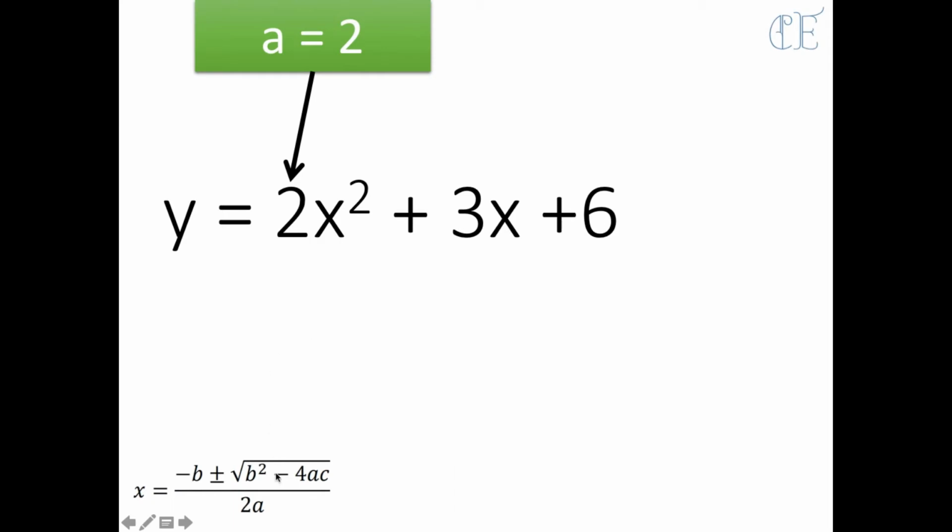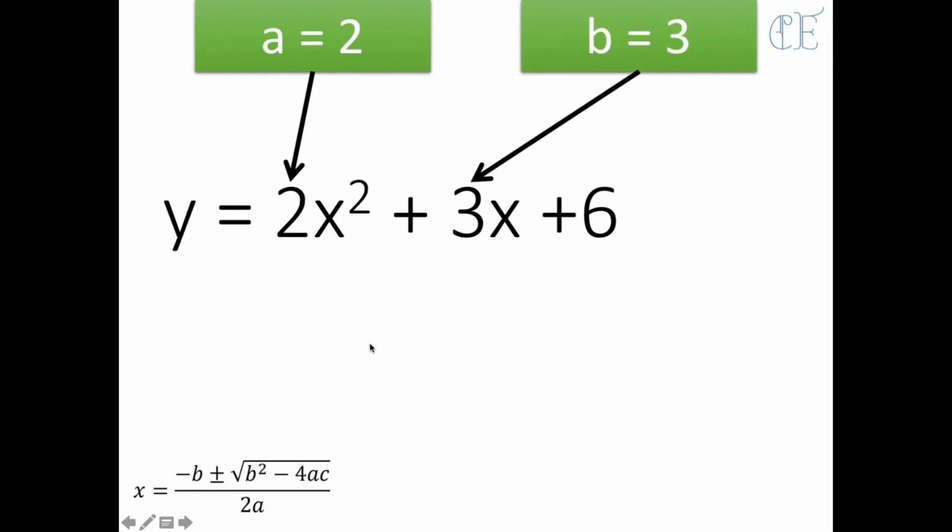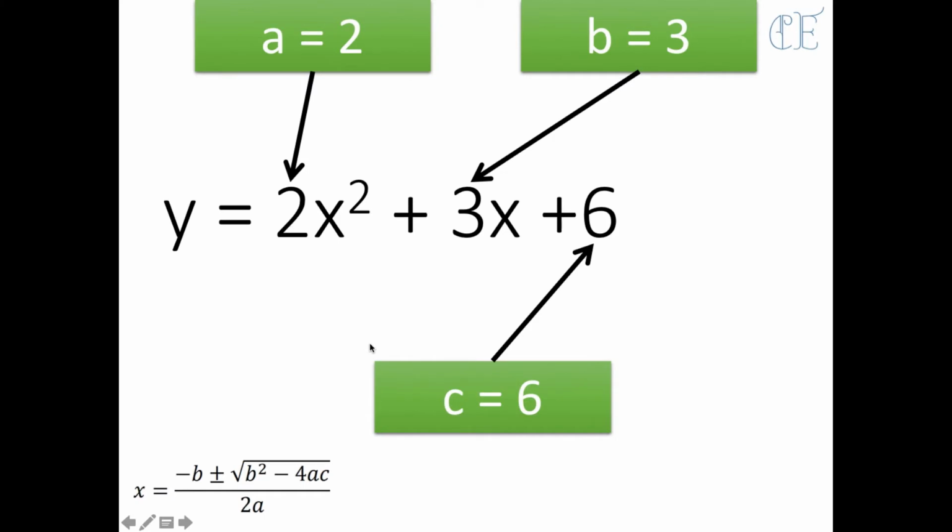This will be a. So wherever a is in your equation, you will put 2. B is 3 and c is 6. So everywhere that there's a b, you would put 3. Everywhere that there is an a, you would put 2. And where there is a c, you would put 6.